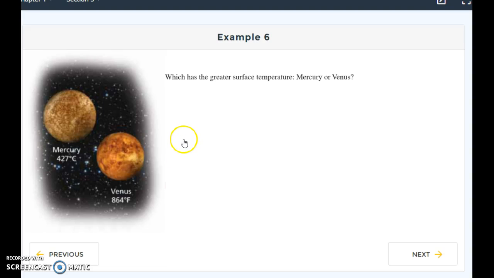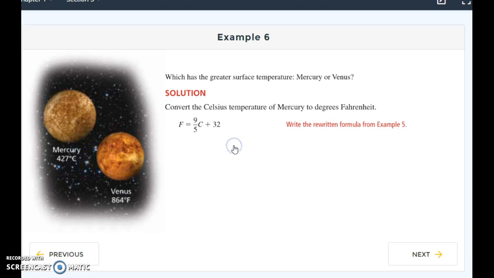Now I'm looking at a word problem: which has the greatest surface temperature, Mercury or Venus? I'm given a little example, and I see that Mercury's is given in Celsius and Venus's is given in Fahrenheit. So I have to convert so that I'm looking at the same thing in both examples. I'm converting the Celsius temperature of Mercury to degrees Fahrenheit. I'm going to use the equation that I came up with in the last example because I'm trying to find Fahrenheit. So all I need to do now is, wherever that C was, degrees Celsius, plug in what I'm given for Mercury, and then I can do the math and solve it.